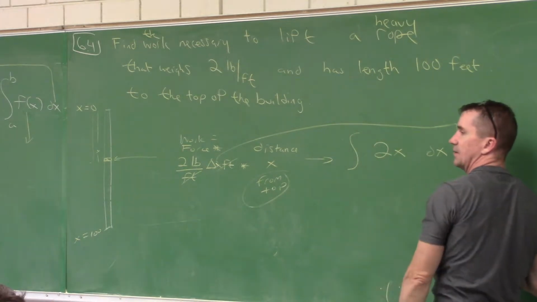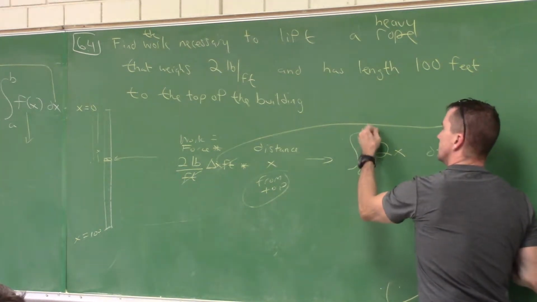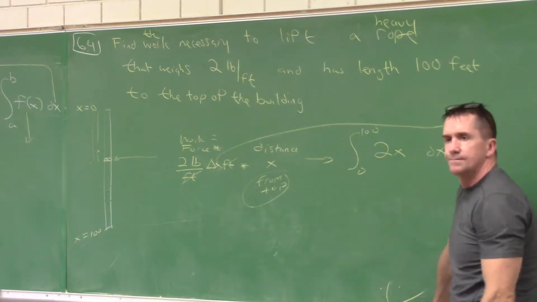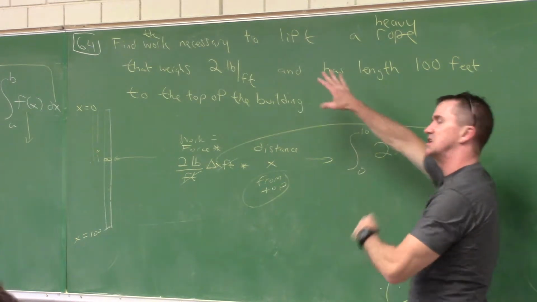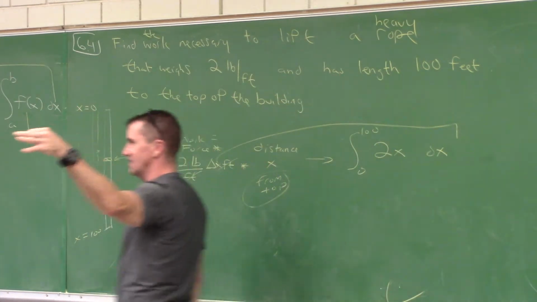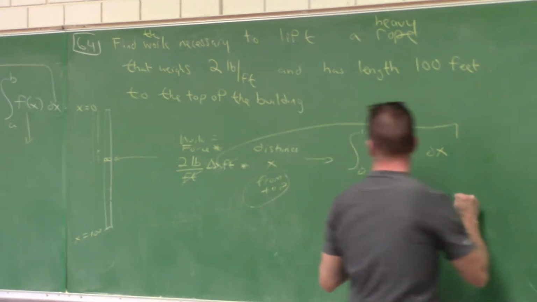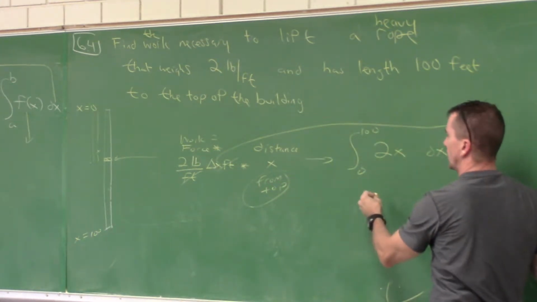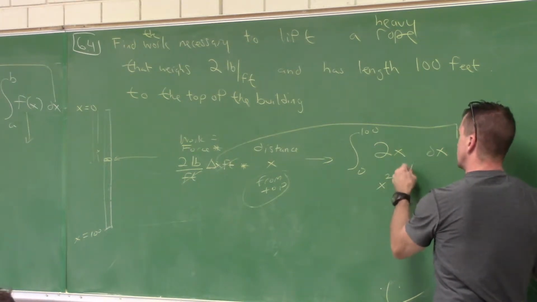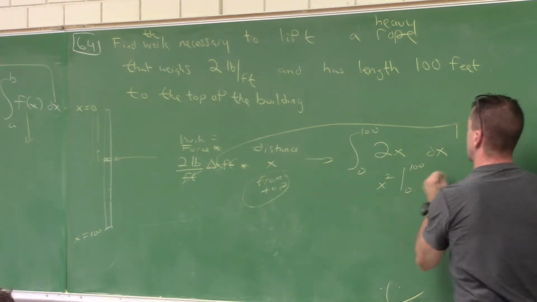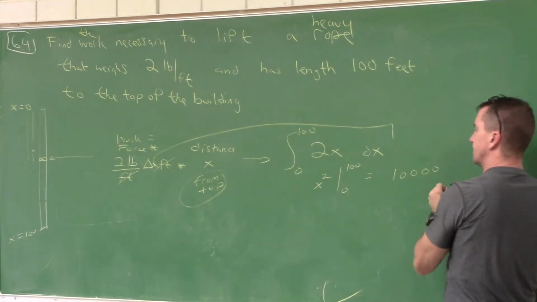What are the limits though? How long was that road? From 0 to what? Yeah, 100. And the answer will be in what units? Because this is the US customary units. Foot pounds, right? You got the pounds and you got the foot. All right, well, let's see. What do we get for an answer? Let's integrate 2x. Boom, and then 0 to 100. What's 100 squared? 10,000, and foot pounds.